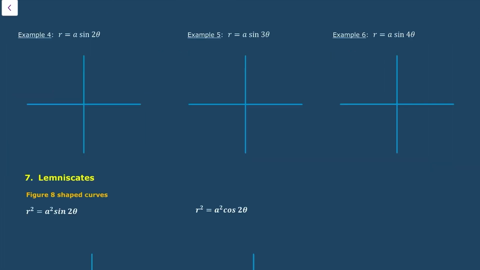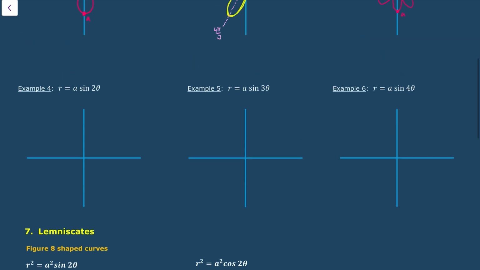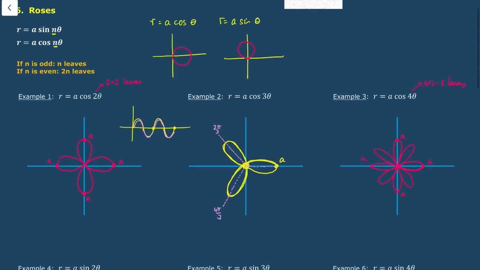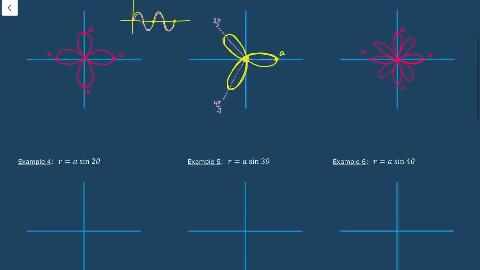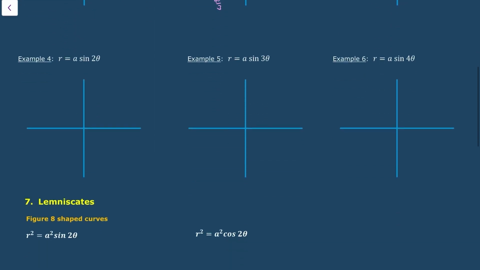In the next example, example 4, we're going to have a look at r equals a sine 2 theta. And remember, sine has symmetry about the pi by 2 axis, which we looked at initially. So 2 theta means there will be 4 leaves. And I'm going to start at 0 because sine of 0 is 0. So a times sine 0 is just 0, so r is equal to 0. So it's actually going to end up looking like this.